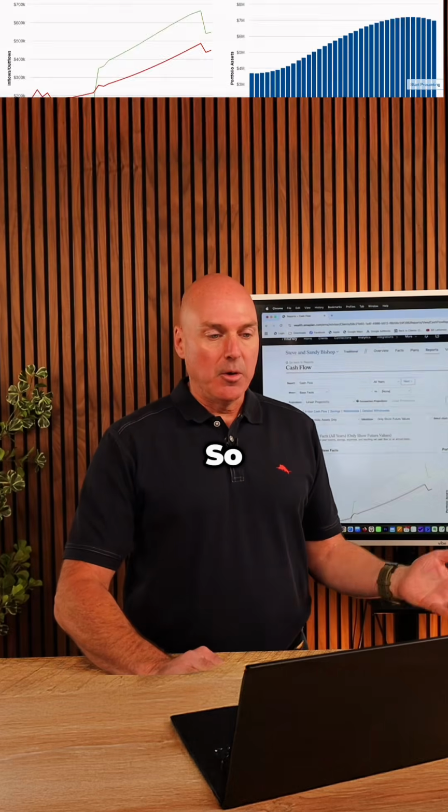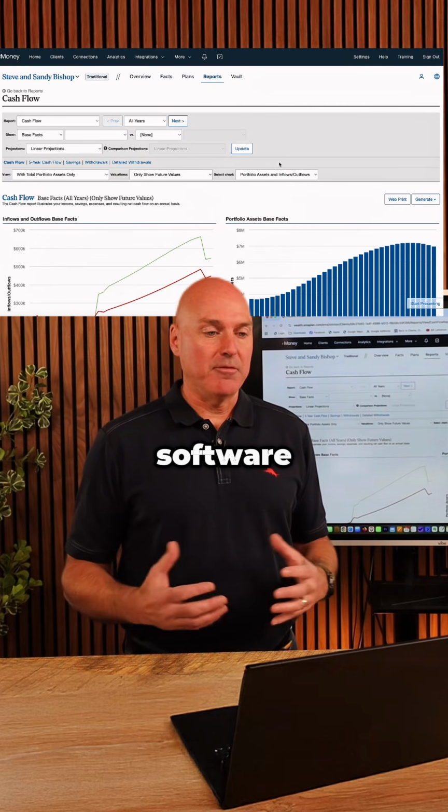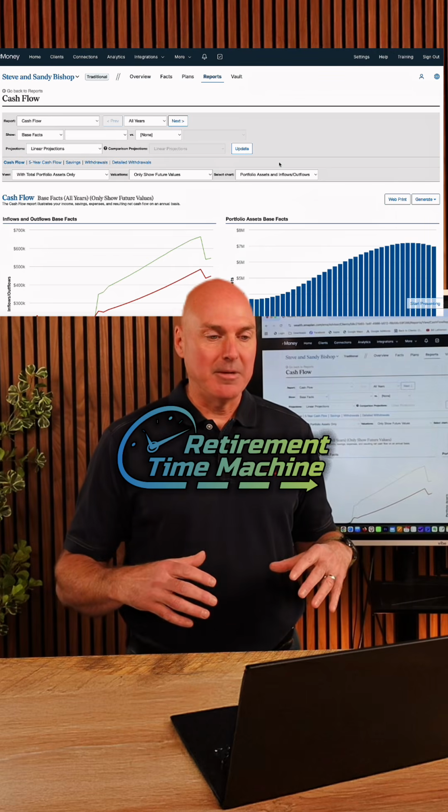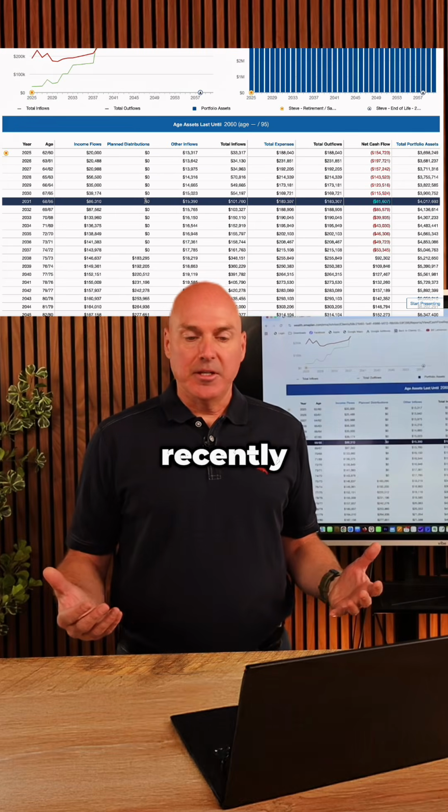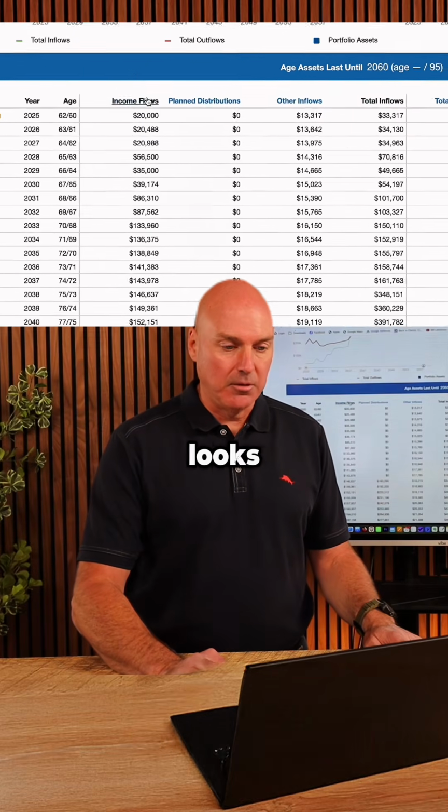retirement cash flow. So here we are, we're inside of our retirement planning software called eMoney, and it's a part of our Retirement Time Machine program. And we're in the Steve and Sandy Bishop plan. They've recently retired, so we're going to look at what their cash flow looks like here.